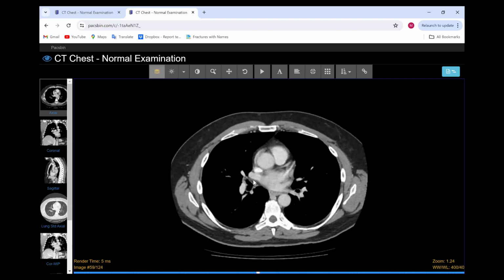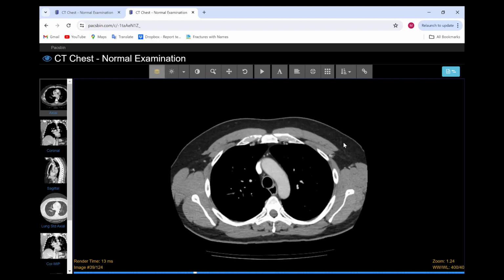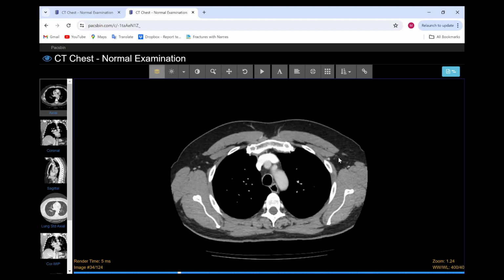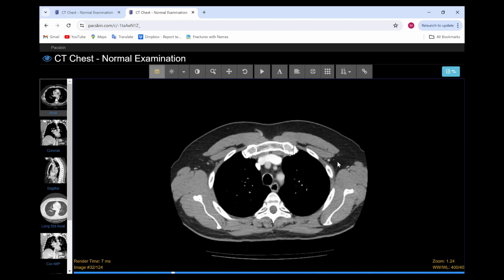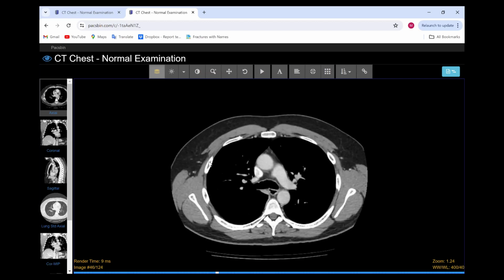So this is the axillary region. So you can see there are multiple lymph nodes, and this is normal. Also on the right side.